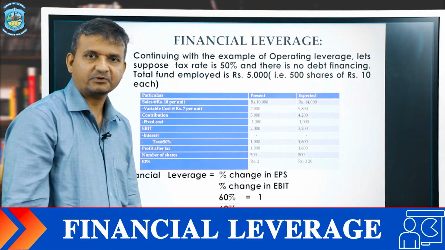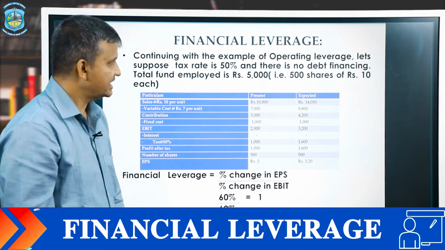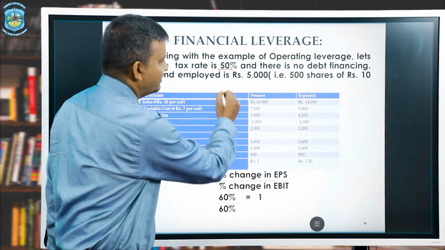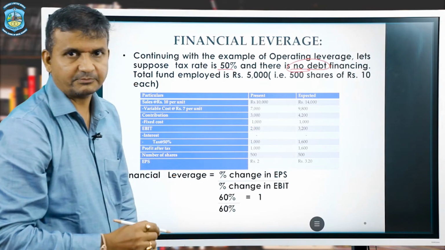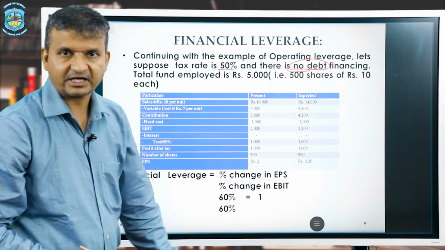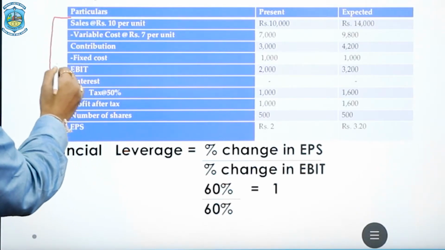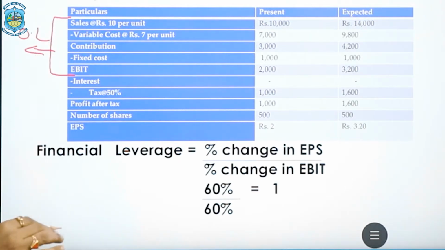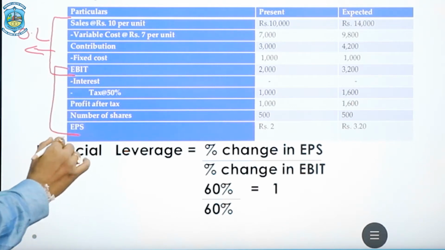So EBIT is known as the linking point. Now let's understand the concept of financial leverage. We are continuing with the example which we have taken in operating leverage. In that case, now we have taken 50% as tax rate, and one major thing is there is no debt financing involved. And the total funds employed is 5,000 divided into 500 shares of rupees 10 each. Now let's study the impact on financial leverage. Starting from sales and ending on EBIT, this is nothing but your operating leverage. When we want to study financial leverage, we start from EBIT and we go to EPS.